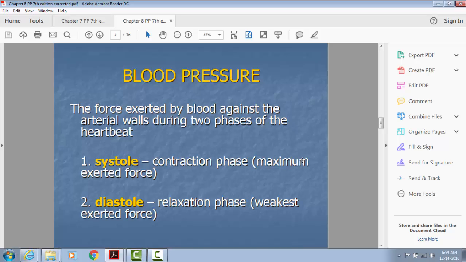And then as the heart relaxes, then that's the diastole or the diastolic number, the bottom number. And that's when the weakest exerted force is inside of those vessels. So the systolic number is the heart at work, and the diastolic number is the heart at rest. So systolic is the top number, diastolic is the bottom number.